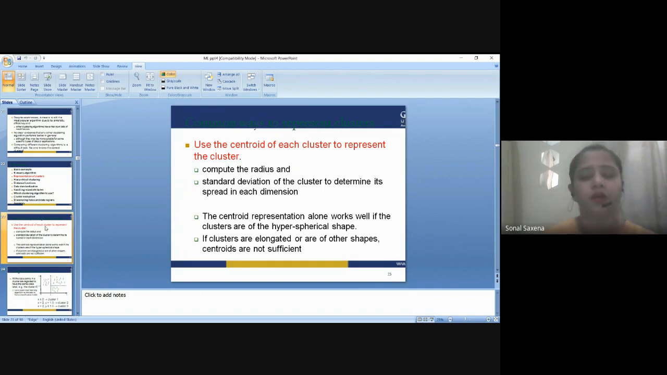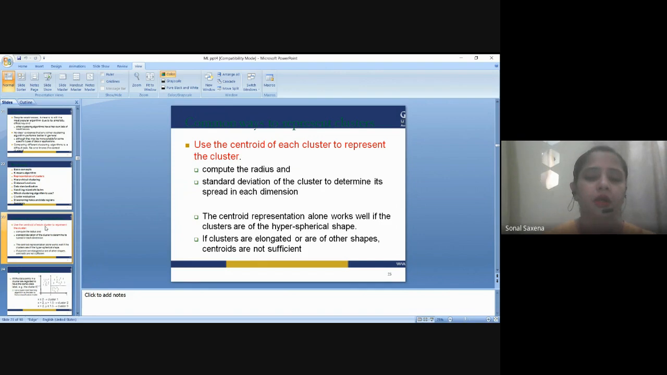We can use the centroid of each cluster to represent the cluster. As I told you, a centroid is just the center of your cluster. Whatever groups you have made of similar objects, reflecting some kind of similar property, for every group we need to find the center of that cluster. Any data point having equal distances from all the other data is considered to be a center. So even with the help of a centroid, we can represent the cluster.